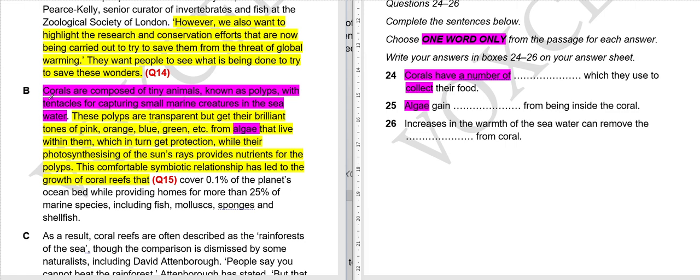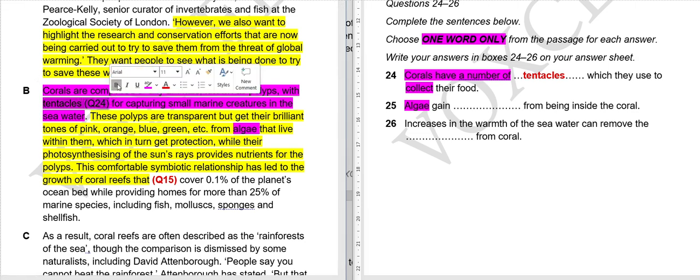Time's up, and the correct answer I will write here. The correct answer is tentacles. This one. Now, can you tell me why this word should be our answer? Yes, I will tell you if you haven't figured it out.